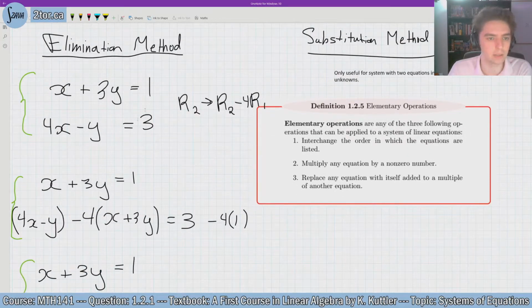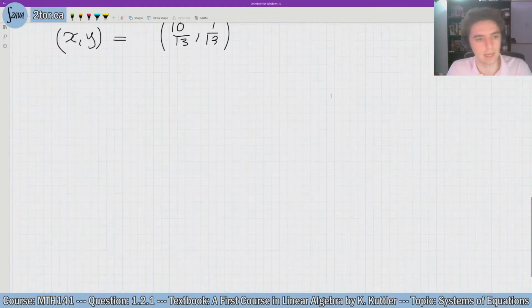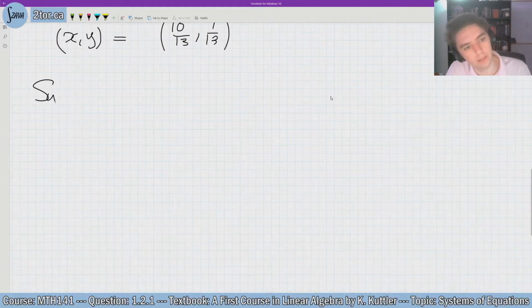The elimination method is how we actually solve systems, especially systems with a higher number of variables and equations, which is what you're going to learn how to do in this chapter: solve a system of any number of equations and any number of variables. Anyways, the substitution method. Let's get to that.